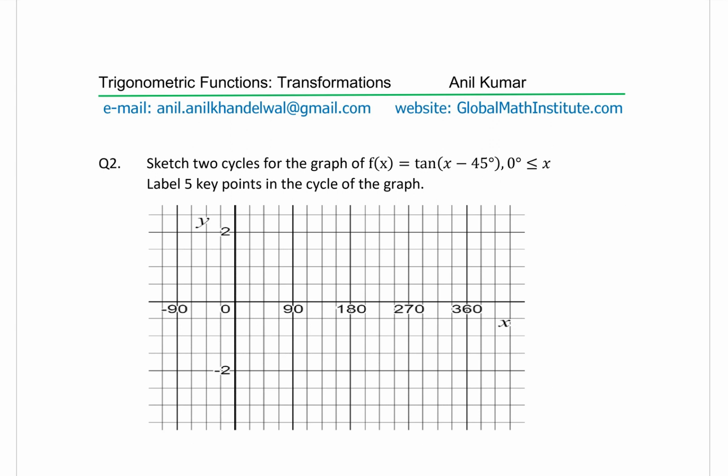So now we'll sketch the tangent function. So basically, you know that tangent function is defined one cycle between minus 90 degrees, where you have a vertical asymptote, and plus 90. It goes through 0, and these are the two asymptotes at plus and minus 90. At 45 degrees, we have a value which is 1. So I'm marking these key points here.